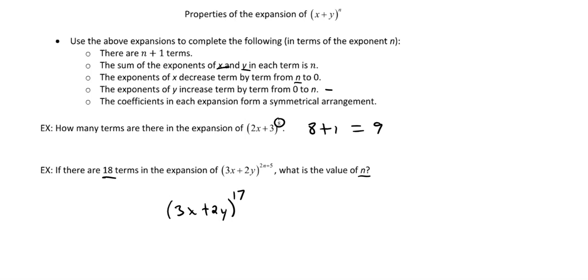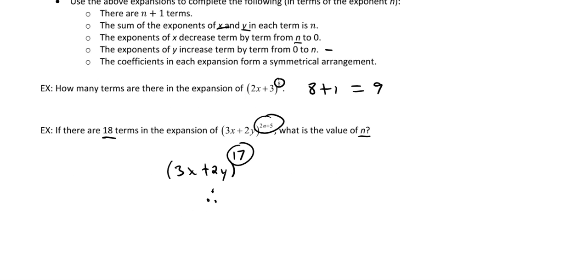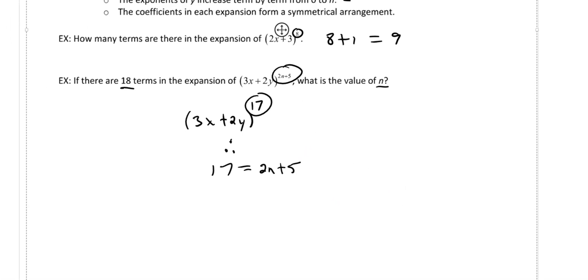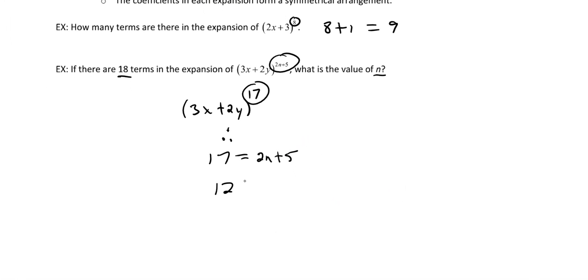Okay, so if that's true, then I can say that's equal to 17, and that's also equal to 2n plus 5. We can say, therefore, 17 is equal to 2n plus 5, and then just solve for n here, right? So then we get 12 is equal to 2n, and then n is equal to 6.